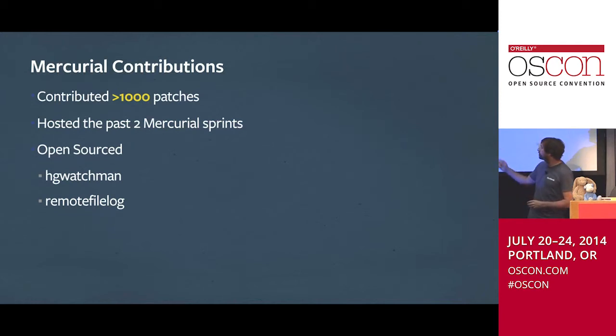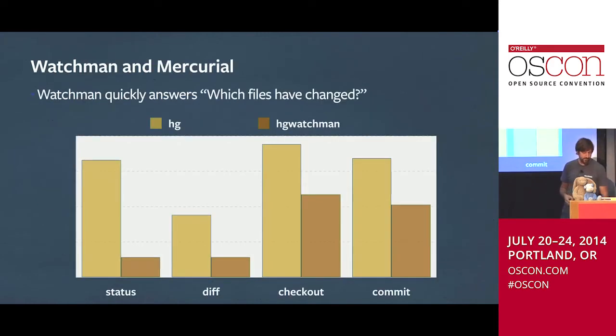And we've open sourced 2 Mercurial modules that have enabled us to really scale up our infrastructure and take advantage of the just huge number of people we have. First one I'm going to talk to you about is HG Watchman.